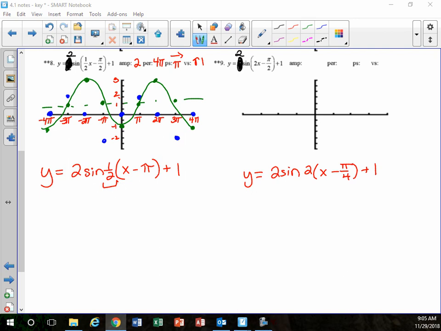What's up? It's a normal period, right? No, because there's a b value of 2. So just to make sure we're okay, your amplitude's 2. What's the period, guys? Pi. Okay.